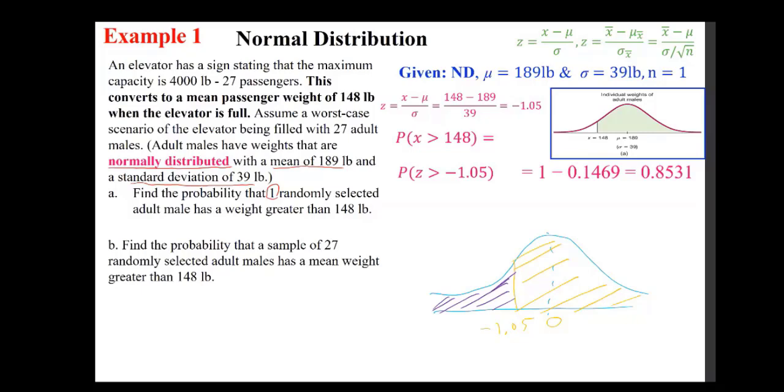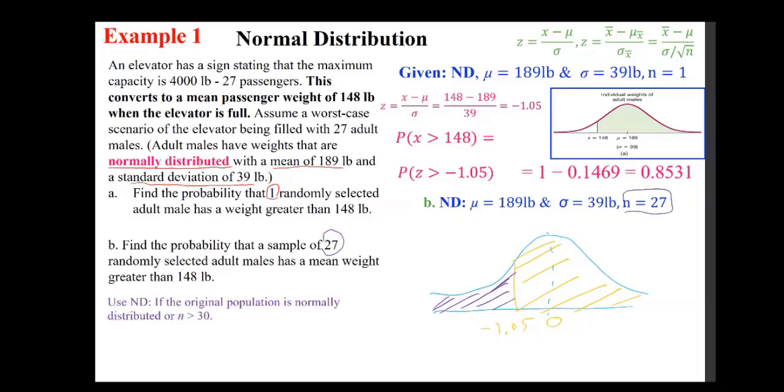Now, I want you to pay attention to number 27. Randomly selected adult males has a mean weight greater than 148 pounds. Now over here, remember n has to be 30 if you want to use CLT, if the population is not normally distributed. But since the population is normally distributed, we don't have to worry about that. So we are dealing with the normal distribution. Mu is 189, sigma is 39 pounds, and n is 27.